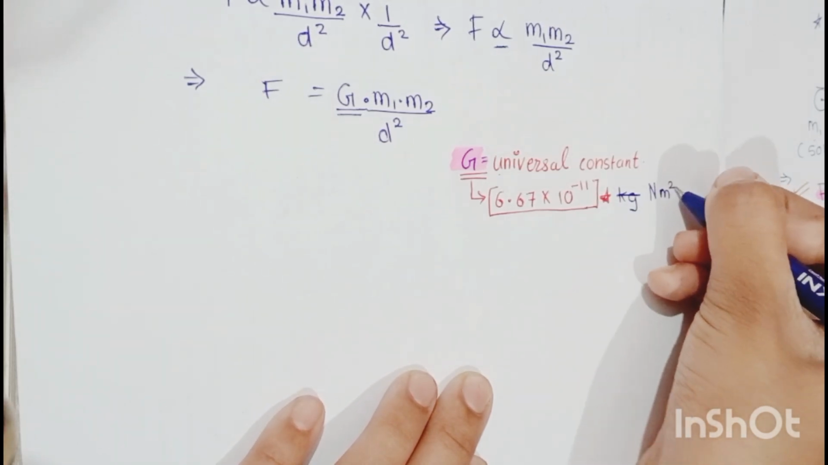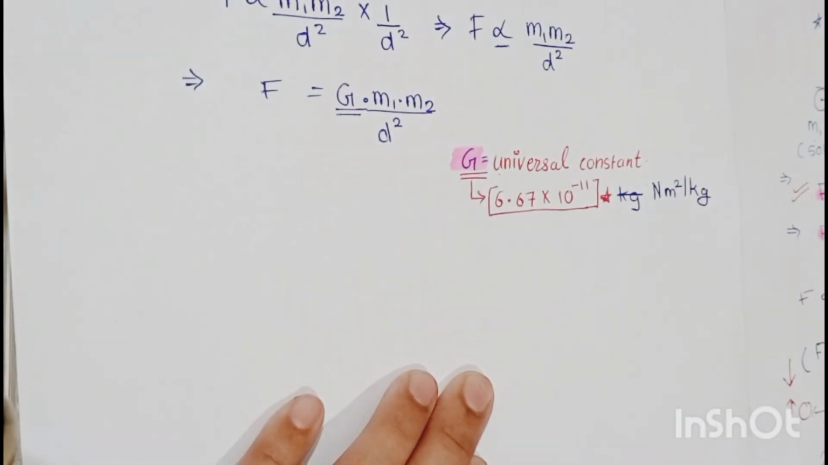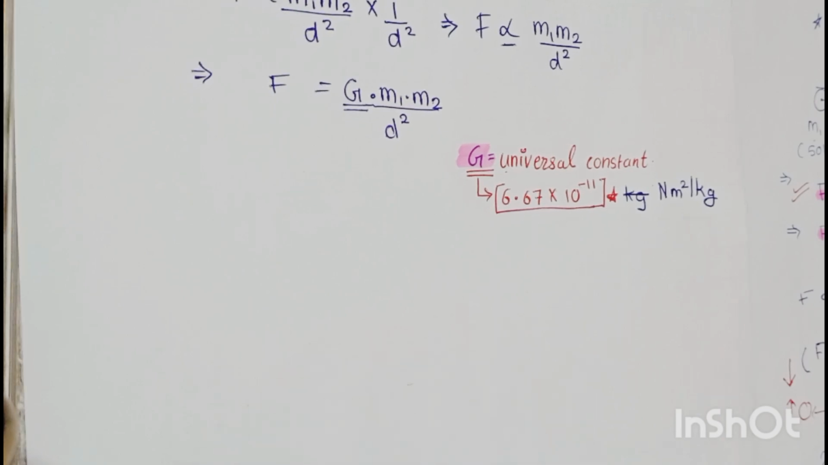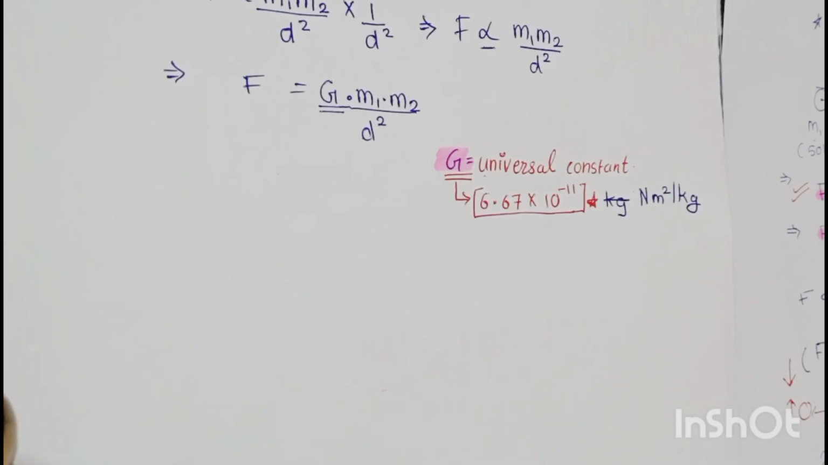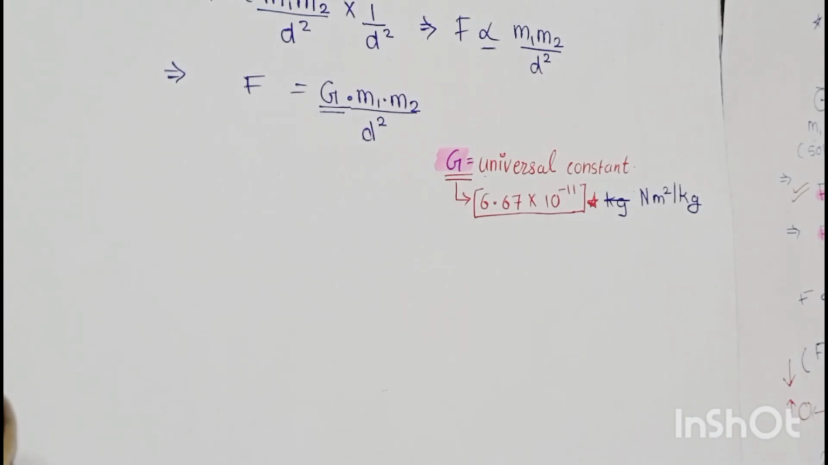Newton meter square per kg. Now what does this value indicate? We will be learning that in a further video, because it's too time consuming, and also deriving the value of g takes a lot of time, and I won't be able to explain it neatly in this short video.